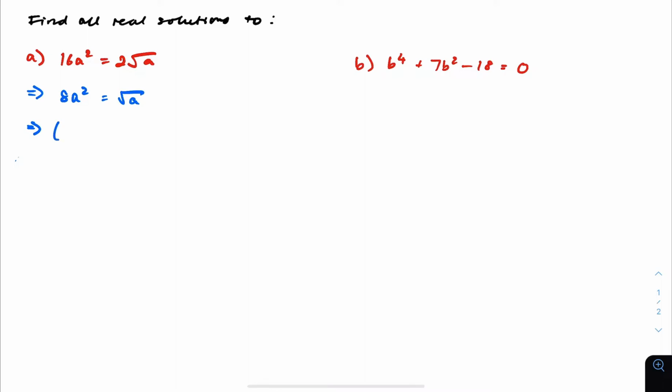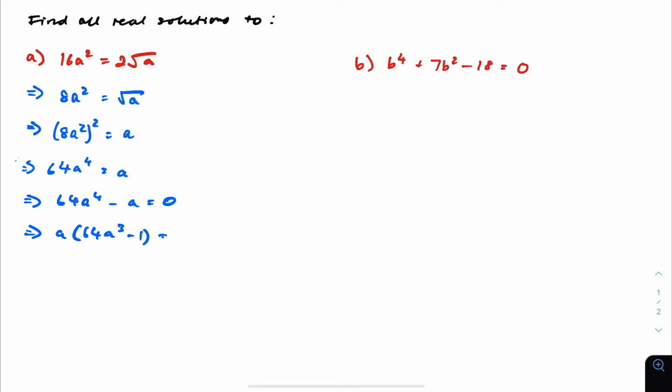If we square both sides, we get 8a squared squared is equal to a, which means 64a to the power of 4 is equal to a. Now what I'm going to do is bring the a to the other side to make it equal to 0. So 64a to the power of 4 minus a is equal to 0. Factor out the a, so we get a times 64a cubed minus 1 is equal to 0.